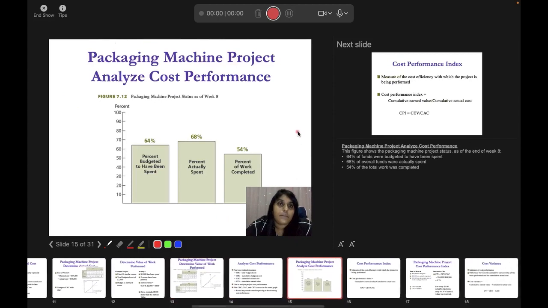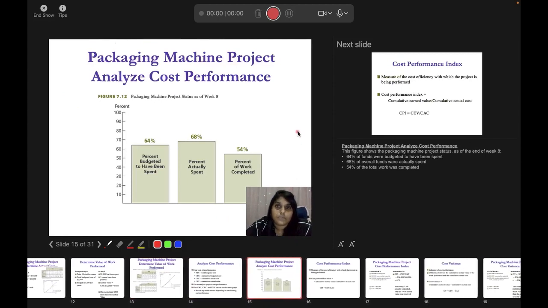So now, packaging machine project: analyze cost performance. The figure shows the packaging machine project status. 64% of funds were budgeted to have been spent. 68% of overall funds have actually been spent, and 54% of the total work was completed.